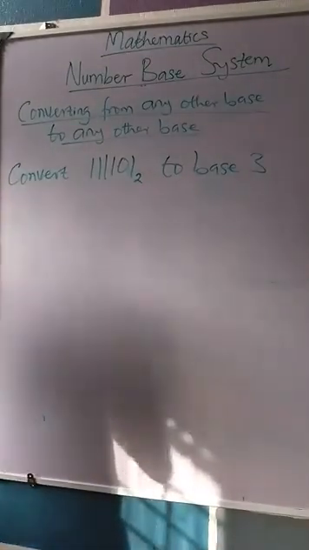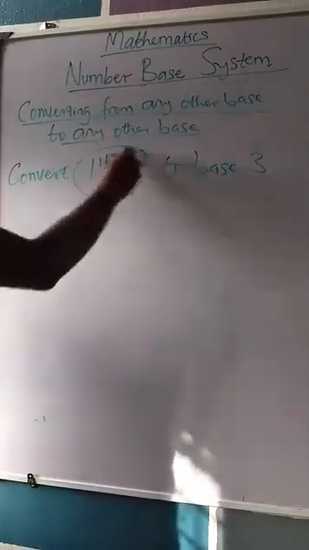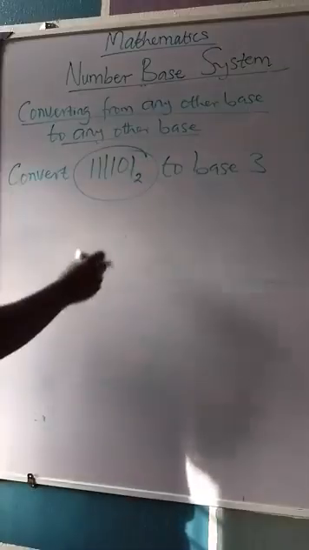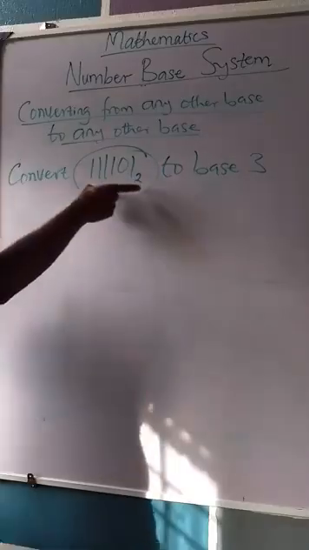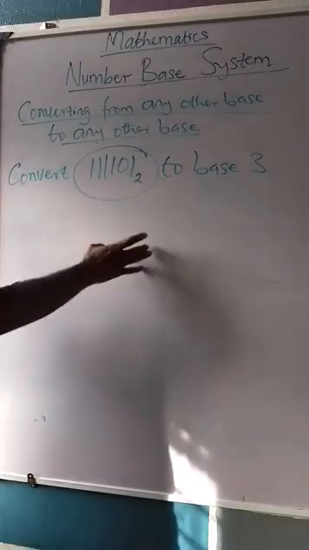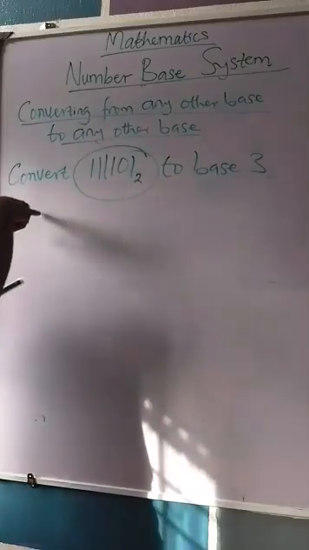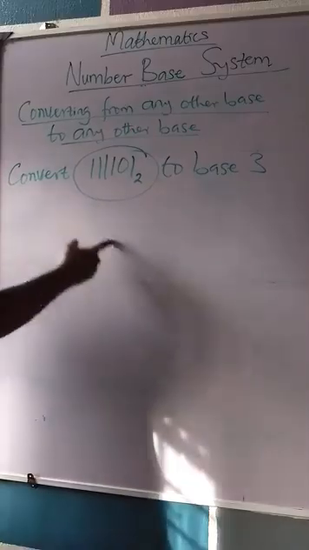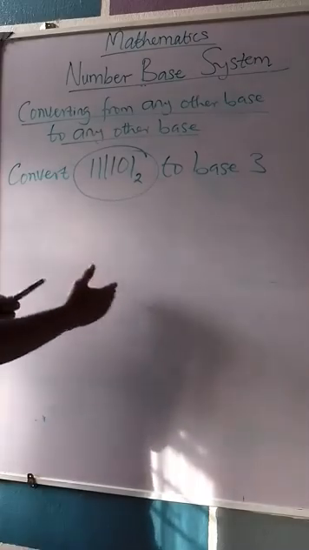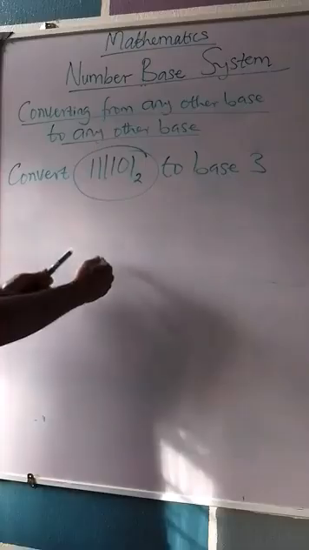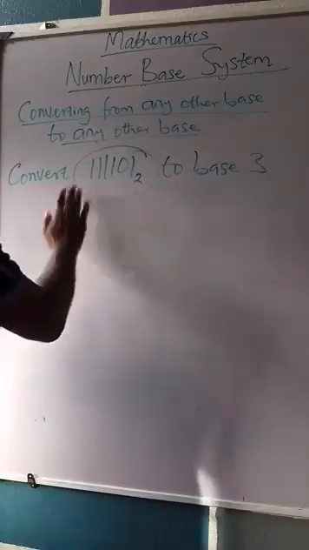What do you do? The first step is to convert this number to base 10. Because of my board, I'm trying to manage the board, so I can't write the steps, so you take note of the steps. Convert this base to base 10 first. After which, you convert from base 10 to base 3. I've taught you how to convert from any base to base 10, using expansion notation. I've also taught you how to convert from base 10 to any base, using the division method.